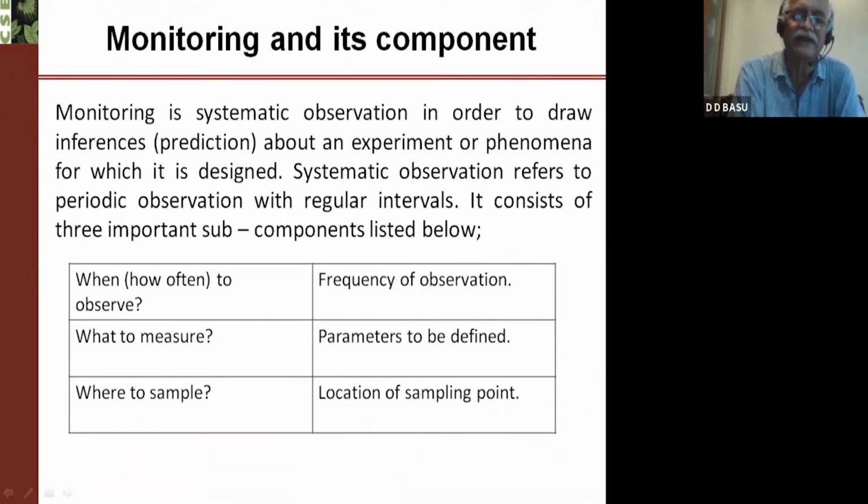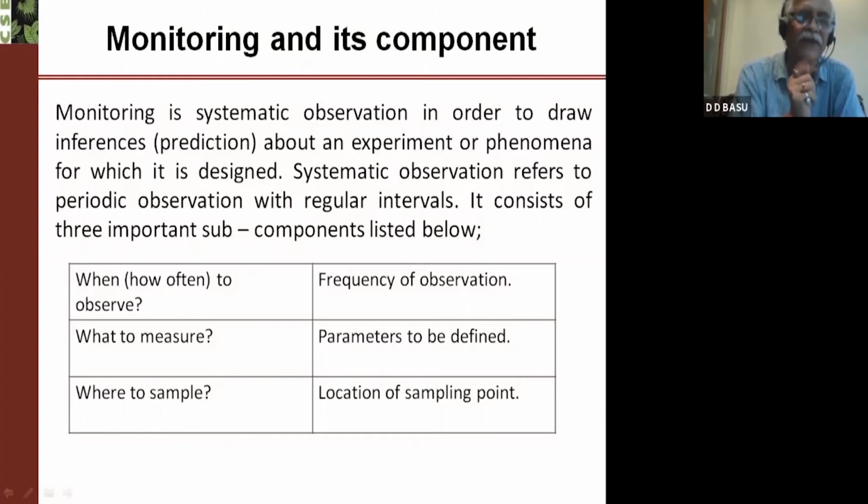Monitoring is a systematic observation in order to draw inferences, that is the prediction, about an experiment or phenomena for which it is designed. Systematic observation refers to periodic observation at regular intervals. It has three components: where to monitor, that is the location of the sampling point; what to measure, that is what parameter has to be defined; and when, how often, that is the frequency of the observation.